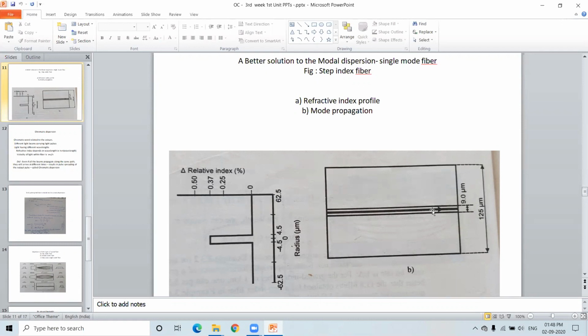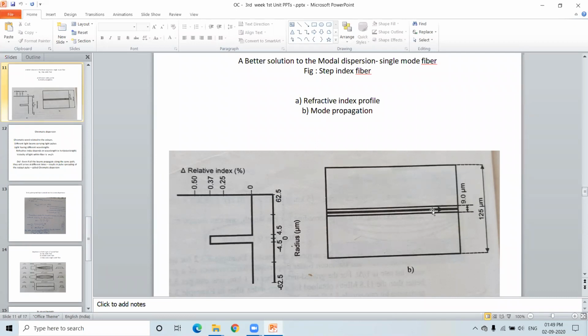So now if you compare the single mode step index optical fiber and the multi-mode step index optical fiber, please remember: single mode step index optical fiber, multi-mode step index optical fiber. So the differences are these. What are the differences? What is the core diameter of the step index single mode? What is the core diameter of the step index multi-mode? What is the numerical aperture for the step index single mode? What is the numerical aperture for the step index multi-mode?